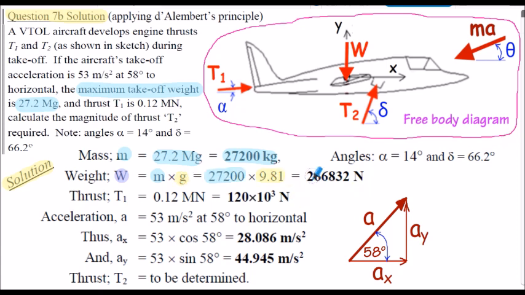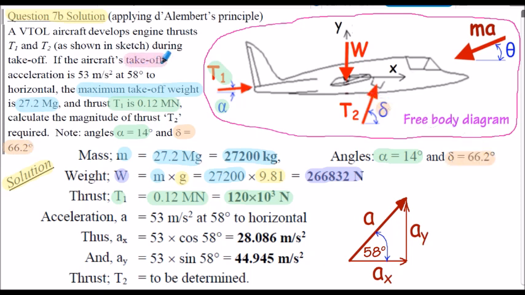So our weight force is 266,832 newtons. In the question we're given the thrust T1, shown here on our diagram. T1 is 0.12 meganewtons, or 120 times 10 to the 3 newtons. That acts at angle alpha of 14 degrees, and we're also given angle delta, 66.2 degrees. Here's delta on our diagram.